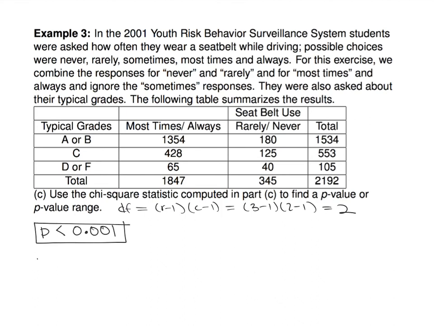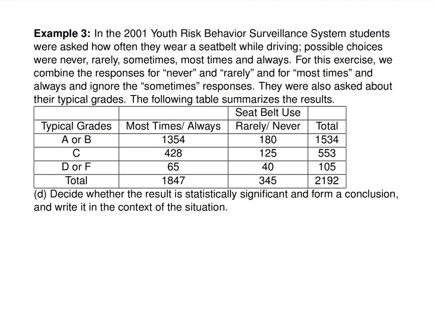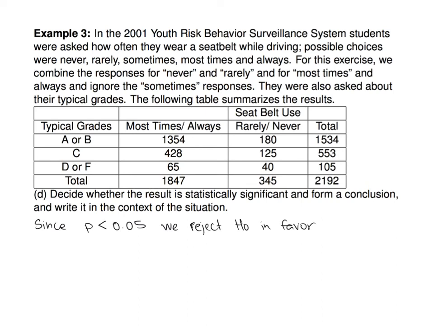And using Excel, if you type in chi-dist 77.776 and 2, it actually straight up gave me 0. So basically the number is so small that this effectively just says the p-value is 0. So decide whether the result is statistically significant. Well, since p is less than 0.05, we can reject H0 in favor of HA. And what HA said is that typical grades and seatbelt use are related.